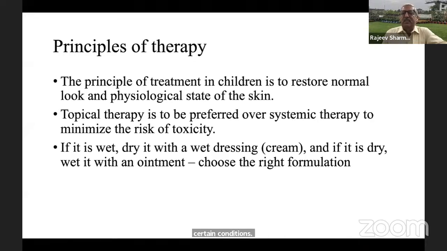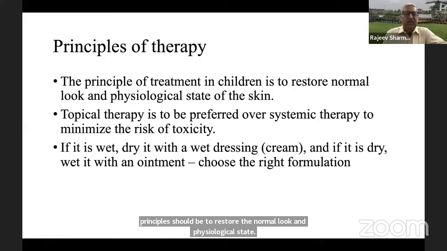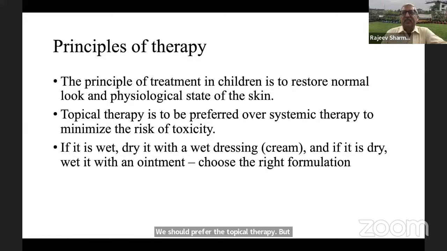So this we have discussed, that I've said that the principle should be to restore the normal look and physiological state. We should prefer the topical therapy. But remember, there is a principle in dermatology that if the lesion is wet, we have to dry it. And if it is dry, we have to wet it. So here comes the choice.